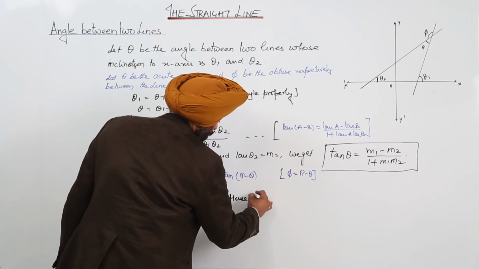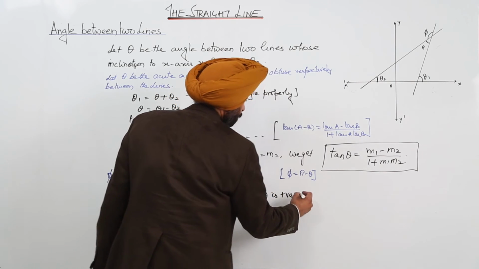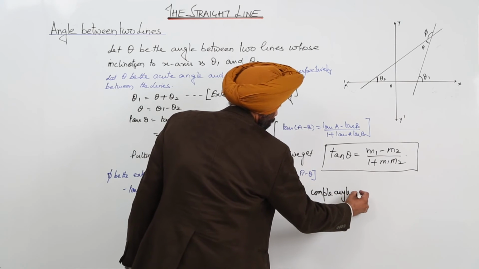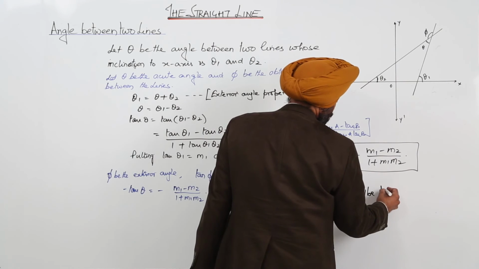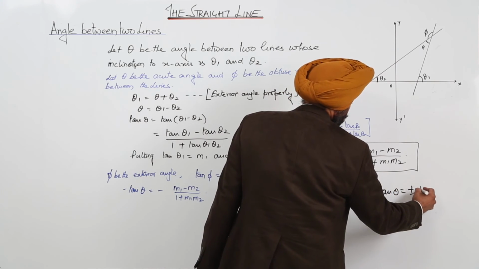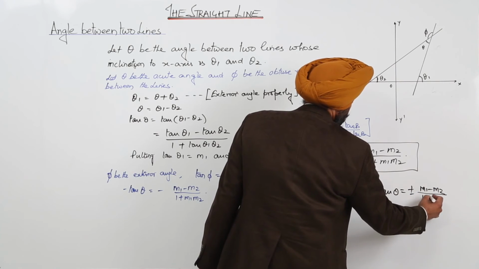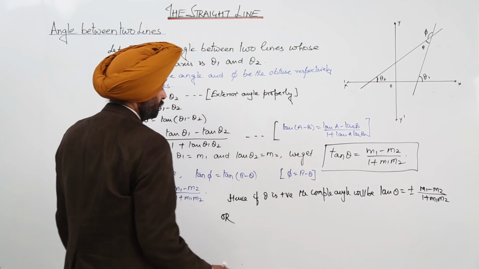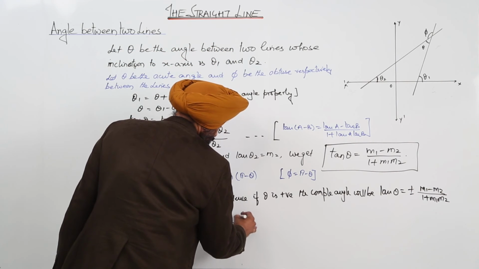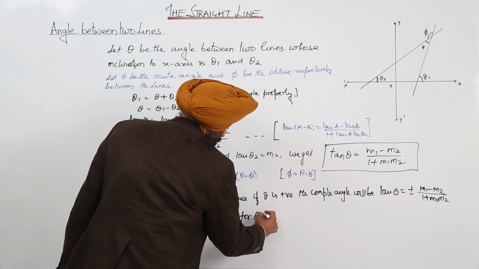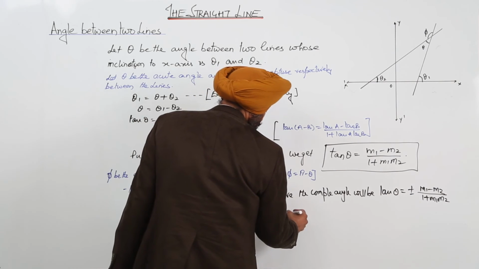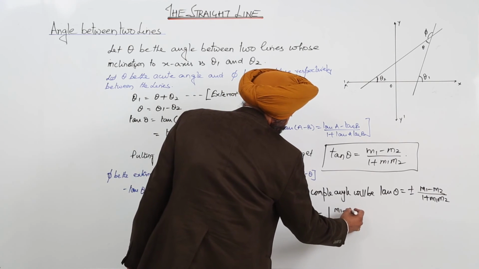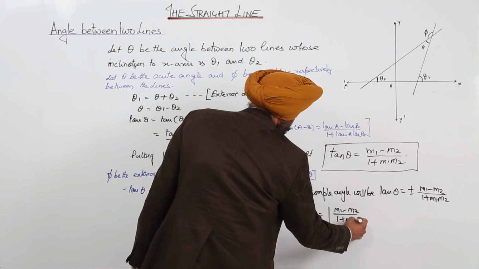Hence, if theta is positive, the complete angle will be tan theta is equal to plus or minus m1 minus m2 upon 1 plus m1 m2, or tan theta is equal to m1 minus m2 upon 1 plus m1 m2.